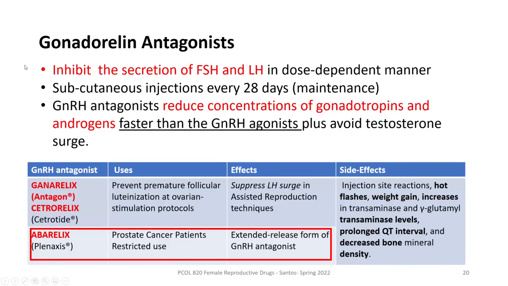And we also have the gonadorelin antagonists that we also showed in the previous topic. And we see here degarelix, which is the one that has effect on males by extending the release form of the gonadotropin releasing hormone. And because of that, having this antagonistic effect, they are used to treat prostate cancer patients. And the side effects are like we mentioned in the previous lecture.